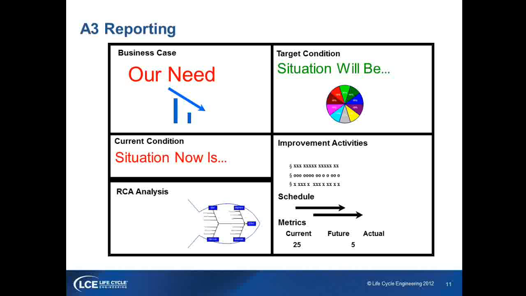So if I had a pump failure that shut down a whole processing line that cost us $1 million over the course of a week, that's the business case. And the current situation, the RCA analysis would show that it was because of poor alignment or no training, those types of things. The target condition would be a mean time between failure for that pump of 5 years or more with a trained and knowledgeable workforce. Our improvement activities are all the things we're doing to make that target situation realized. The schedule would be when that's going to happen, and the metrics are what we're looking at to ensure that the RCA and the actions I'm putting in place are going to be effective.